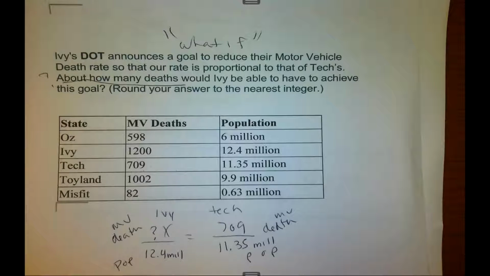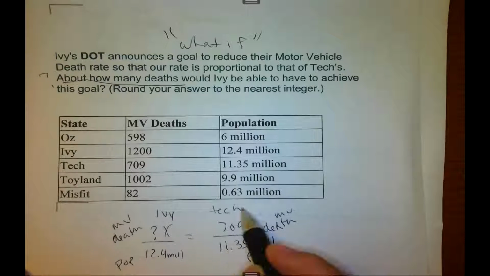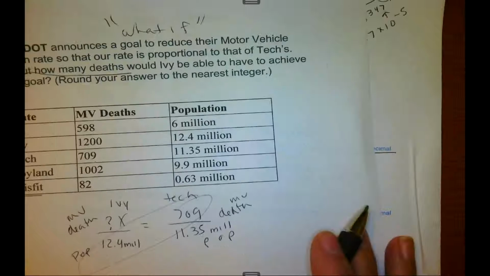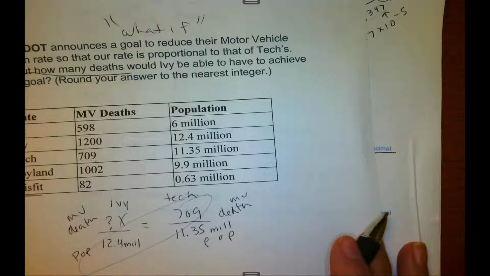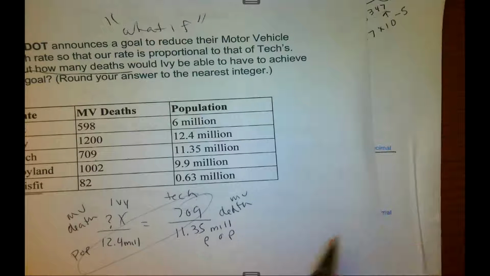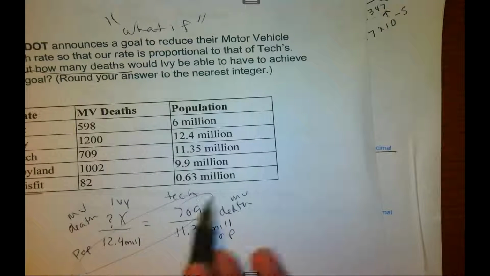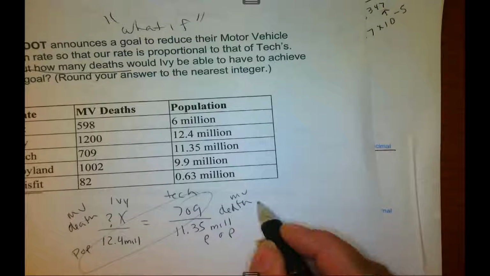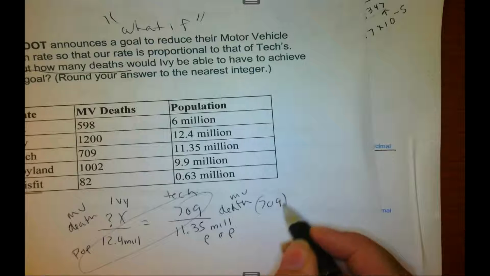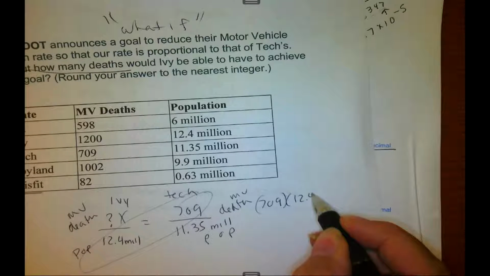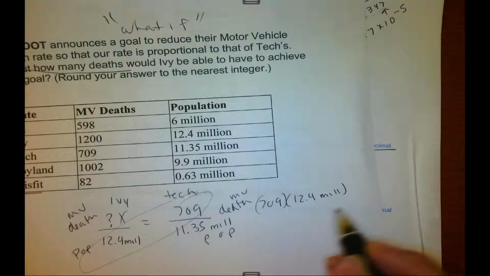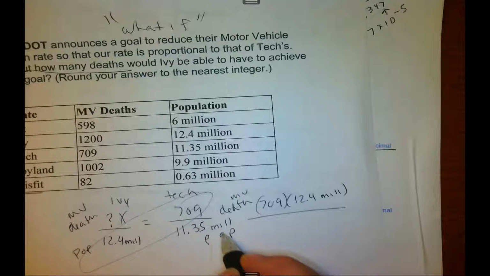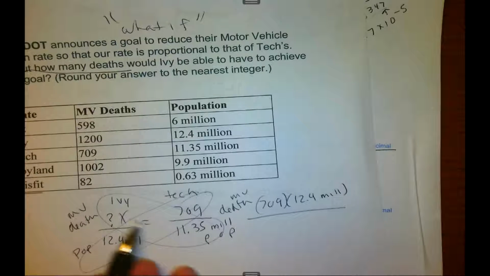And this comes back to cross multiplying. You're going to do it through this whole semester. You're going to know it in your sleep. First, you multiply whatever diagonal doesn't have the unknown. So you're going to do 709 times 12.4 million. Then we divide by the value on the diagonal with the variable.